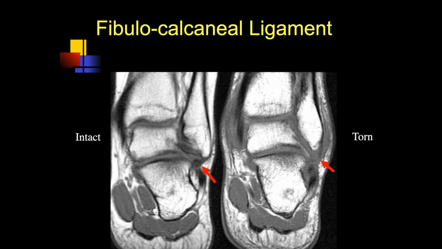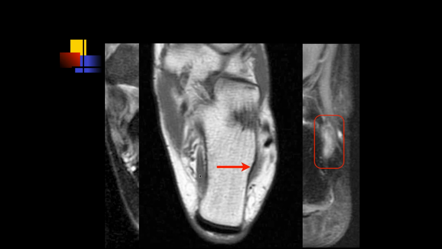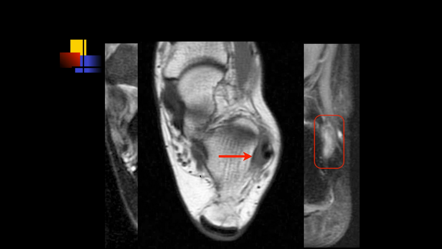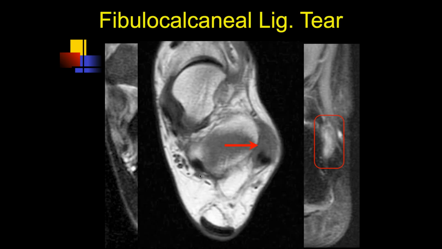Here's a normal appearing one. Here's a torn fibulo-calcaneal ligament. And here's also a tear of the fibulo-calcaneal ligament. We can see thickening with increased signal, and it should be a black structure on the PD fat-sat images, and here it's markedly thickened with increased signal, and this was an acutely torn fibulo-calcaneal ligament. And this is what it looked like on the T1 weighted images, thickened, abnormal signal intensity, all the way up to where it should be attaching to the distal fibula.